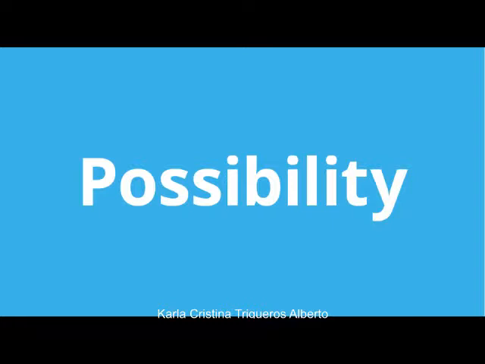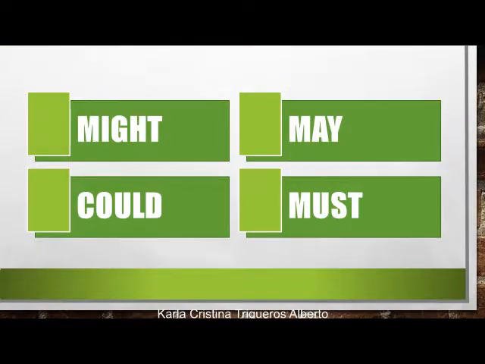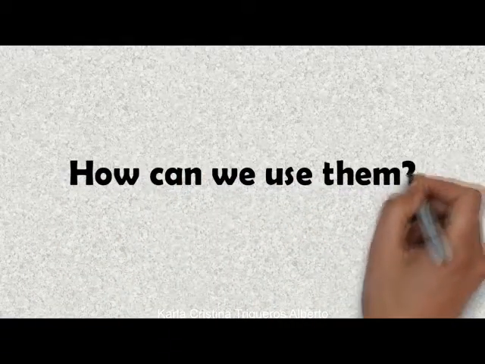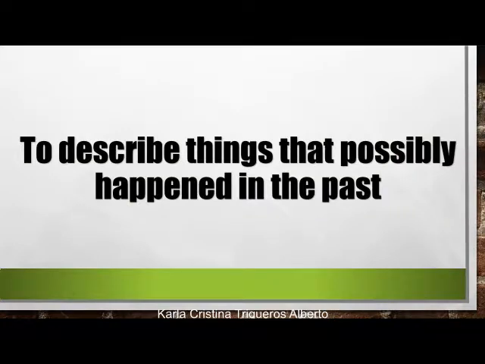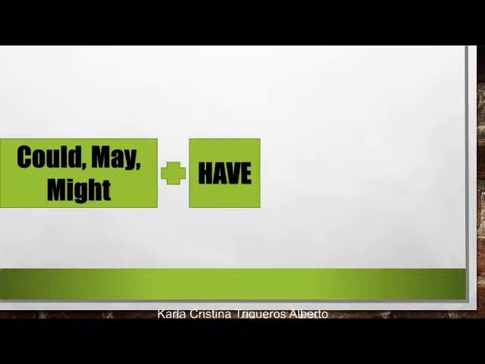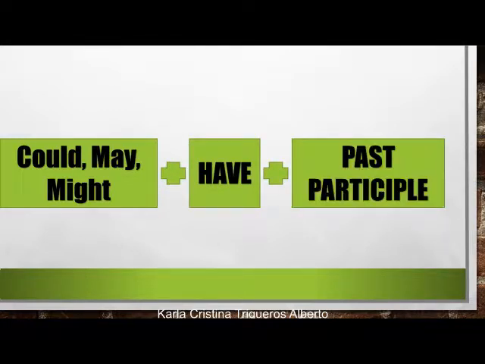Possibility. Several modal verbs show possibility, including might, may, could, and must. This video will show you how to use them correctly in English. Possibility modals have some uses and we will see them. The first use is to describe things that possibly happened in the past. Also, there is a form we need to follow in order to make it correctly. And this one is could, may, might, plus have, plus the past participle form of the verb.